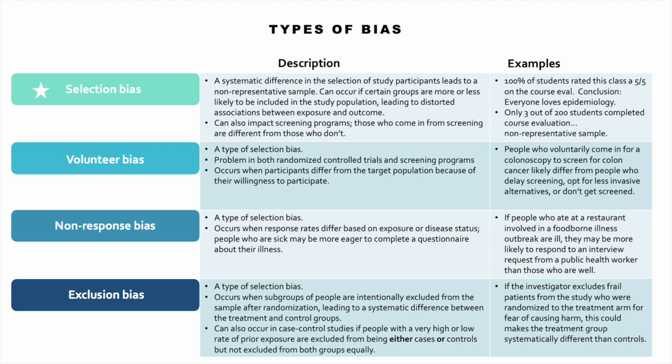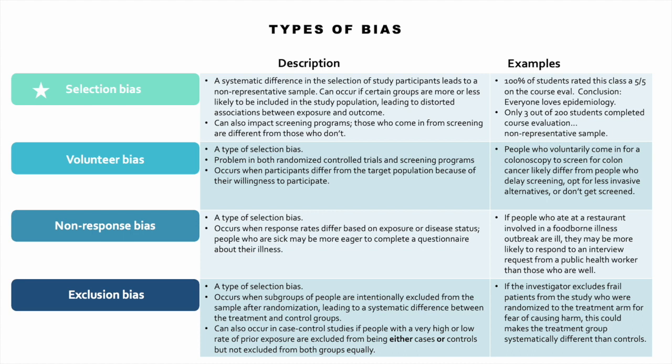Volunteer bias is also a problem both in randomized controlled trials and also screening programs and other types of studies where people volunteer to participate. They aren't randomly selected. As an example, people who come in voluntarily for a colonoscopy to screen for colon cancer are likely different from people who either delay screening or opt for a less invasive colon cancer screening like a FIT card or the new blood test, or who don't get screened for colon cancer. So if we were doing a study with a sample of only people who voluntarily came in for a colonoscopy, they might not be representative of the broader population.